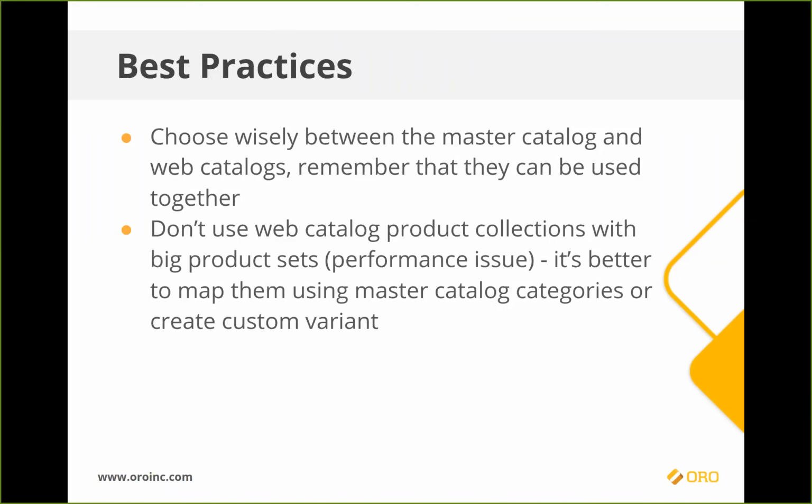On the other hand, if you in fact need multiple websites with totally different structures and you need to somehow customize them and show not only products, but also landing pages and so on, then the web catalog will be the better choice. Do not use web catalog product collection with big product sets. You may have a performance issue. If you in fact need such cases, it's better to map some master catalog categories to web catalog or even create a custom content variant.